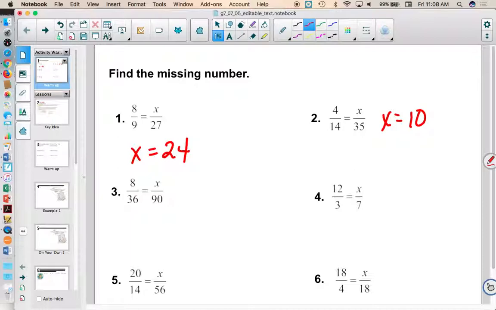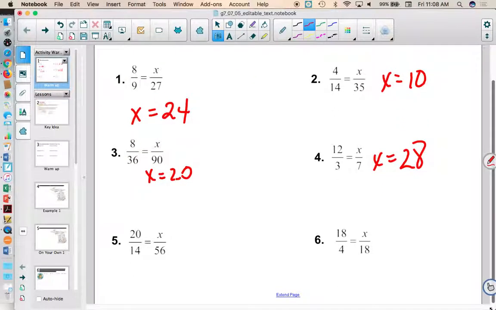8/36 is equivalent to x over 90. What is x? 20. 12/3 is equivalent to what, Miss Page? 28. 28 over 7. 20/14 is equivalent to x over 56. Darton, 80. X equals 80.